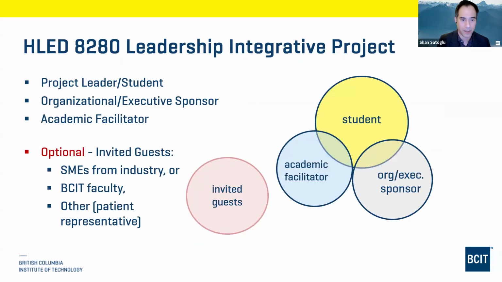The last course in the program is called the Leadership Integrative Project. This is a really important capstone exercise for the program. It's an opportunity for the learner to demonstrate how they can integrate the learning from the program to a project that's relevant to the organization. So there are 3 roles involved: the student who acts as a project lead, BCIT, who acts as the academic facilitator to make sure that the coursework of the project meets the requirements and also to help facilitate. And then the organizational or executive sponsor who acts as a sounding board, but also like an authentic client or customer for the work that's being done.